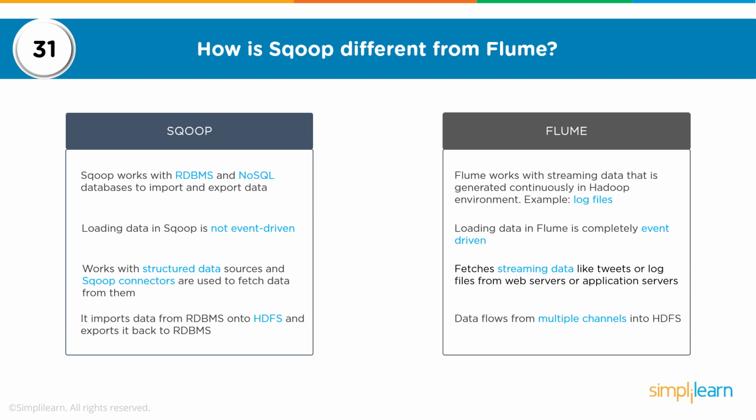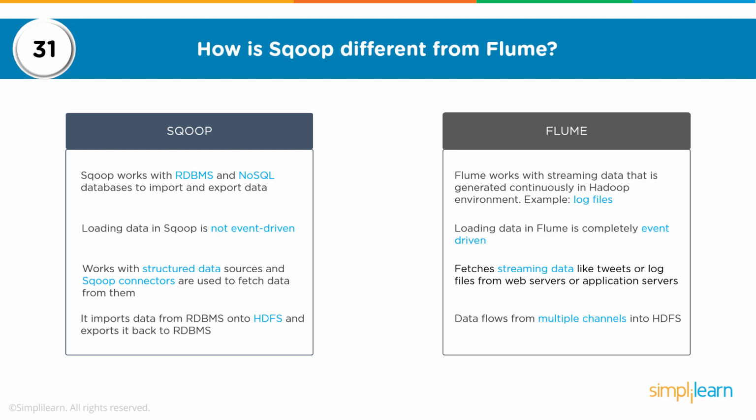Sqoop, however, is mainly for structured data. Loading data in Sqoop is not event driven, so it is not based on events. It basically works on data which is already stored in RDBMS. In terms of Flume, it is completely event driven. That is, as the messages or as the events happen, as the data is getting generated, you can have that data ingested using Flume.